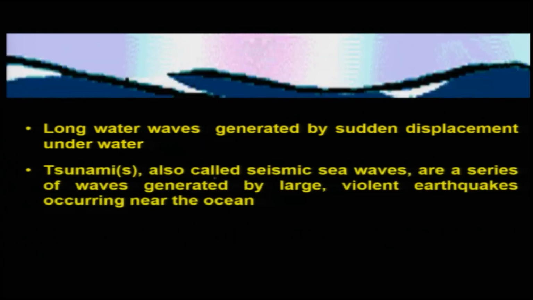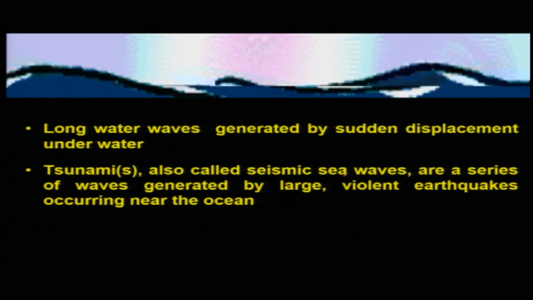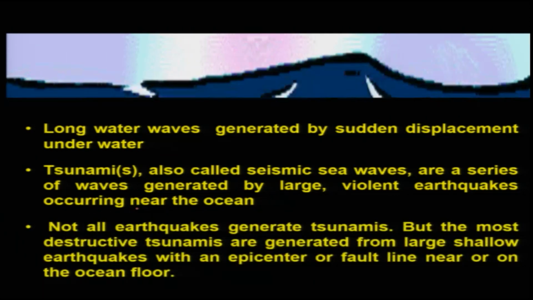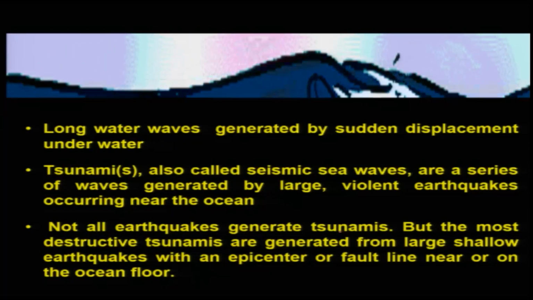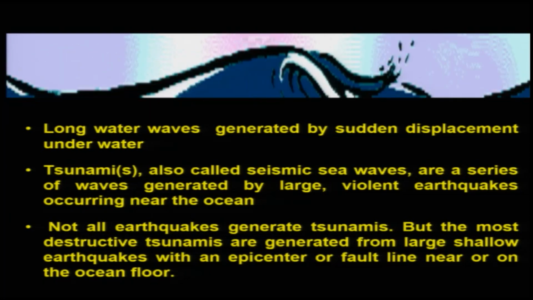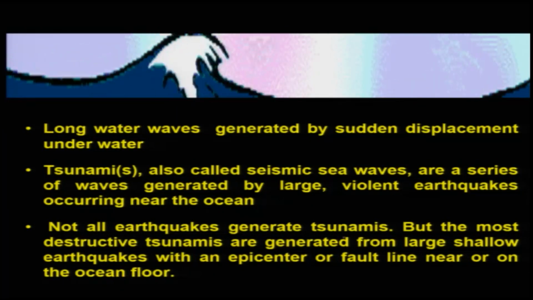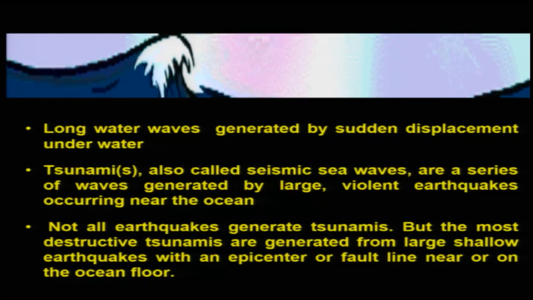Tsunamis are basically long water waves generated by sudden displacement underwater. Tsunami is also termed seismic sea waves, and they are a series of waves generated by large violent earthquakes occurring near the ocean. Not all earthquakes will generate tsunamis, because this depends on the amount of displacement of the water column. But the most destructive tsunamis are generated from large shallow earthquakes with an epicenter or fault line near or on the ocean floor. It depends on the displacement and also the depth at which it has been triggered. Okay.